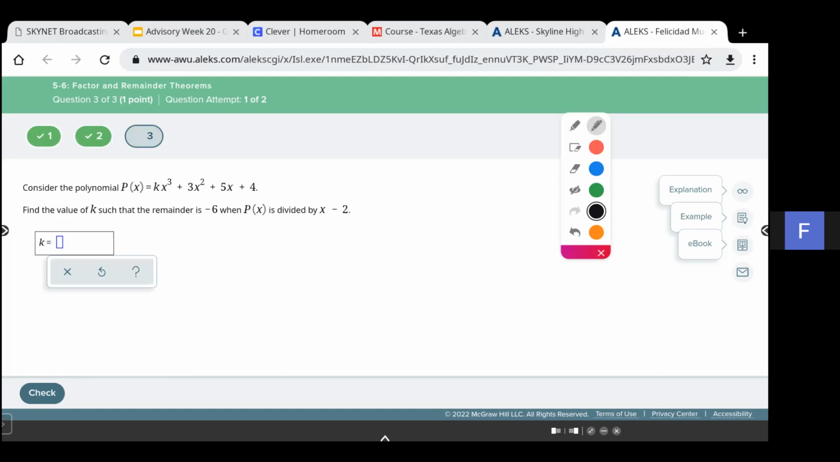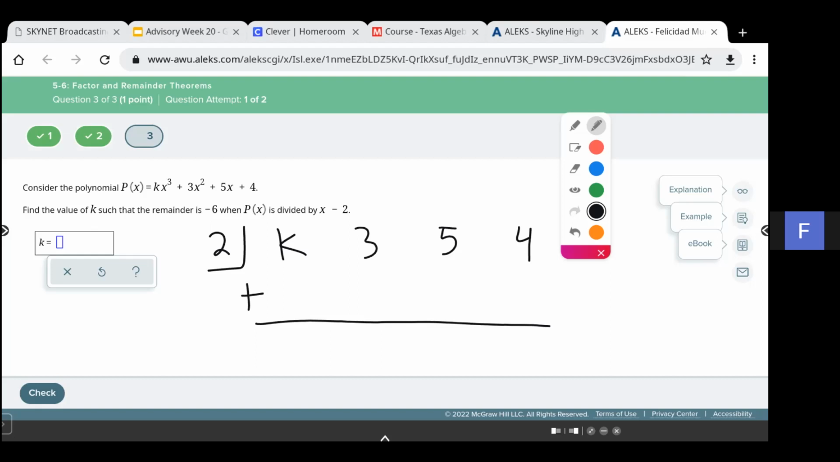All right, so this is one we went over in class, which actually showed you was a little easier than it looked. They're telling me I need to find out what my leading coefficient is going to be. They tell me what I'm dividing by and what my remainder is. So we are working backwards. Since it's x minus 2, I know my multiplier is 2. I don't know what this first term is, but I do know I have a 3, a 5, and a 4. And I do know my remainder is negative 6.